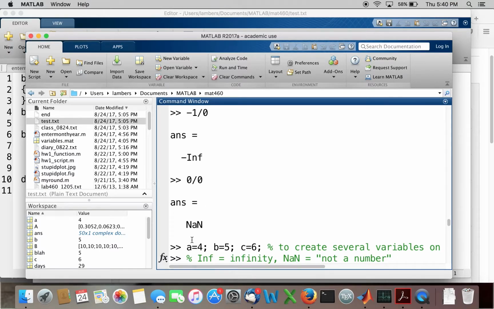Okay, a question was asked: how do I set values of several variables all on one line? Here's how you do it. You separate them by semicolons. Okay.